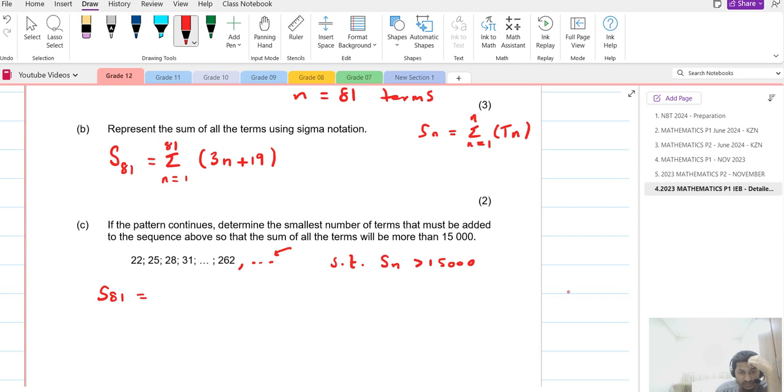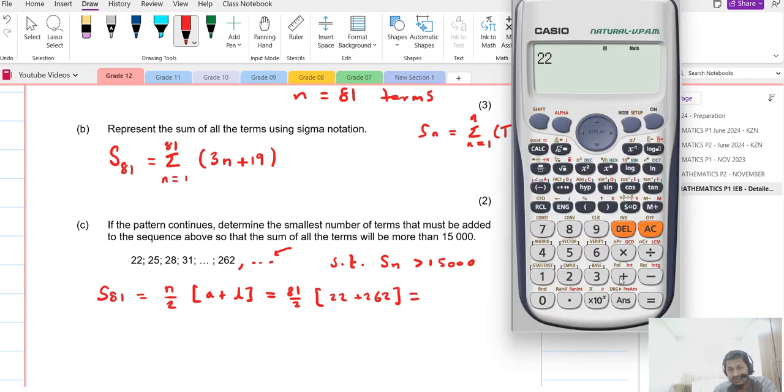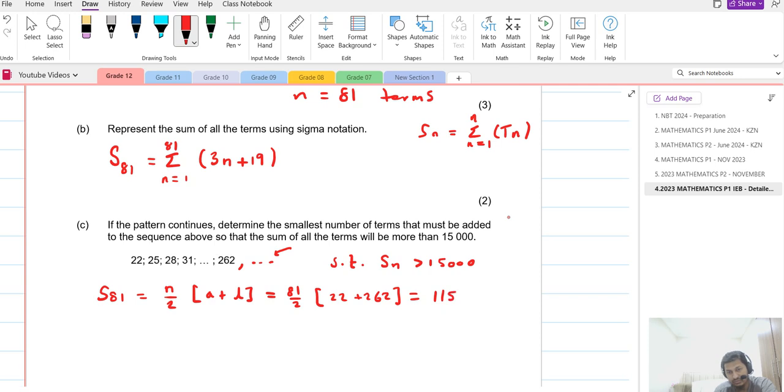Sum to 81 terms is n over 2 into a plus l, the sum of all these numbers right up till 262. So 81 over 2 into a plus l, which is 22 plus 262. I'm just going to use a calculator for this. 22 plus 262 equals 284, times 81, and then divided by 2. So I've got 11,502 as the total sum here.